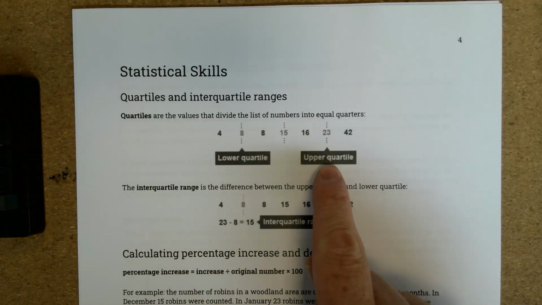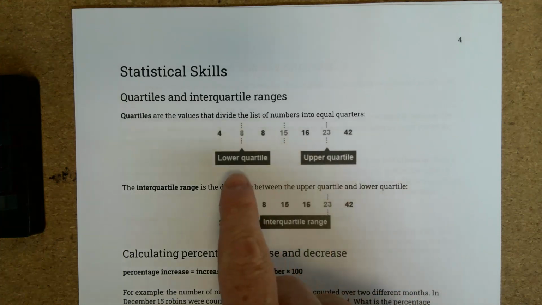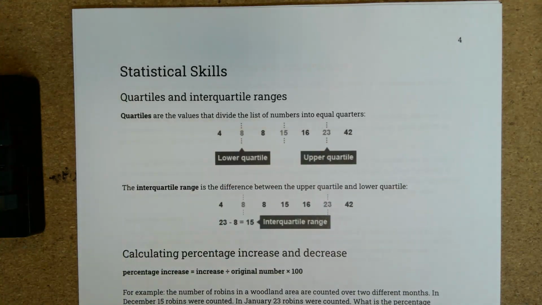We're then able to calculate the interquartile range, which is the difference between that upper and lower quartile. In this case, the upper quartile is 23 and the lower quartile is 8. So the interquartile range is 23 take away 8, which gives us 15.